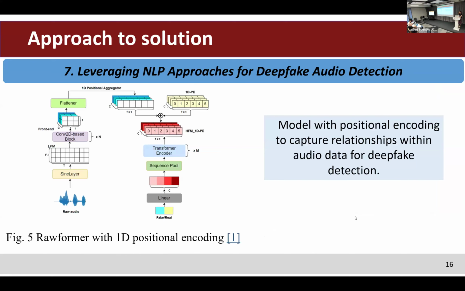And the final approach we plan to test is the NLP method Reformer. It employs a model with positional encoding to capture relationships within the audio data for deepfake detection, achieving state-of-the-art performance on standard benchmarks. This model exhibits the best reported results on established datasets, enhancing our ability to detect deepfake audio signals efficiently.